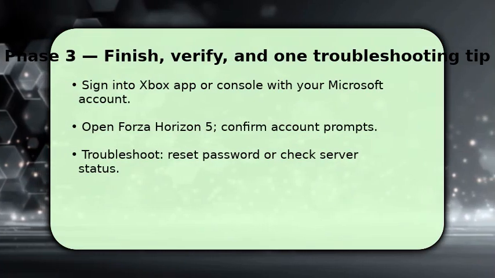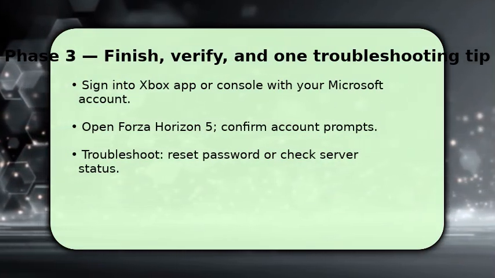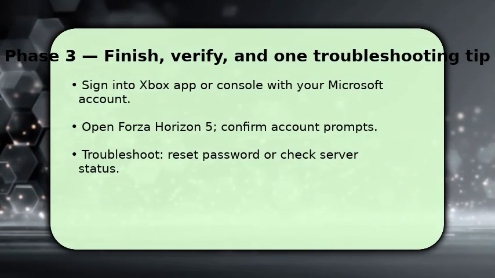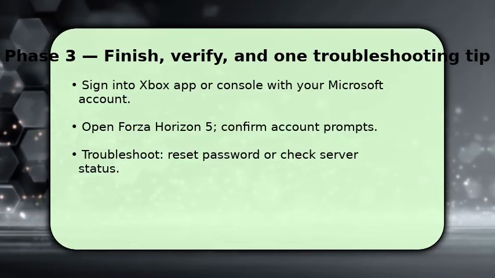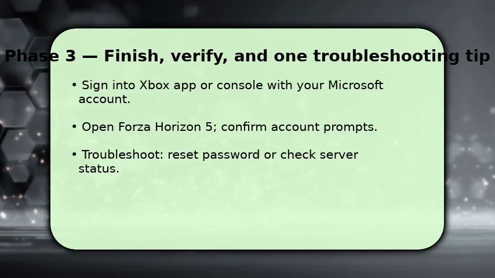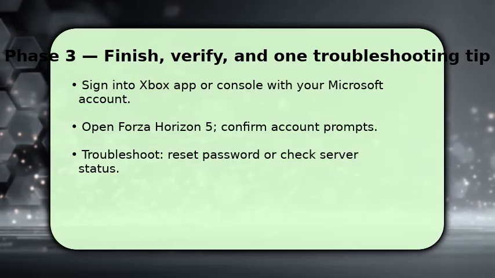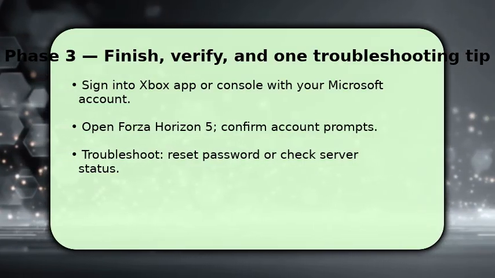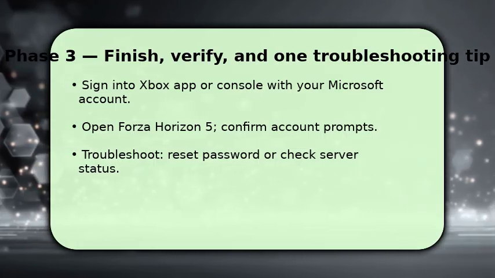Sign into the Xbox app on PC or your console using the Microsoft account you just created. Once signed in, open Forza Horizon 5 and follow any on-screen prompts to link profiles. Make sure to allow cloud saves and sync settings so your progress persists across devices.